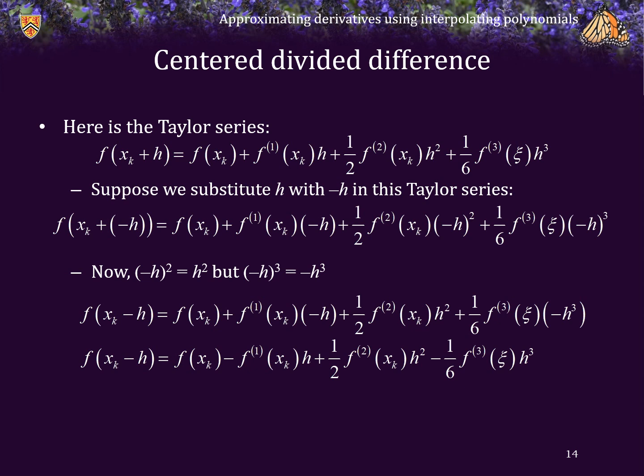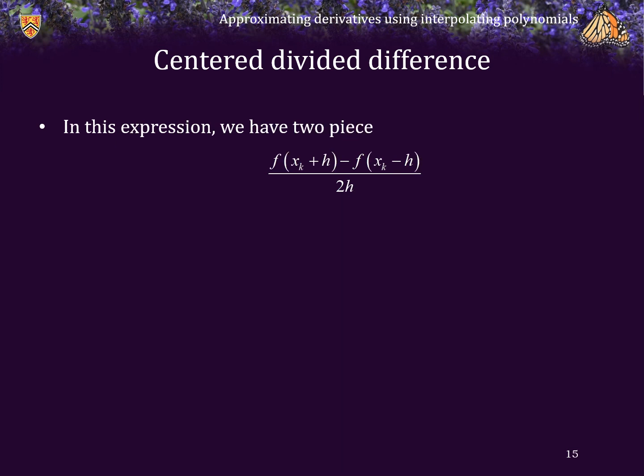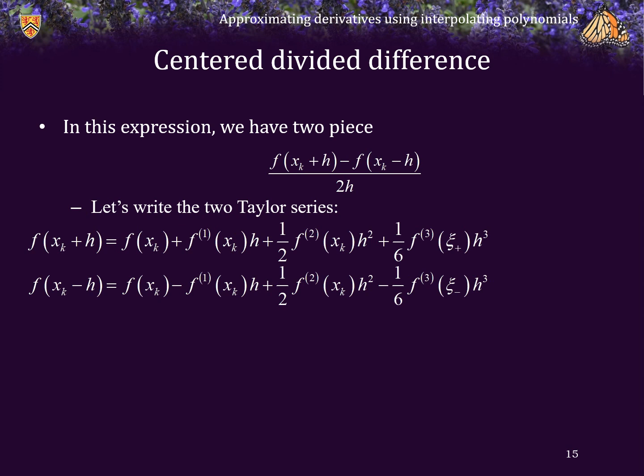Now, for this one here, the value of xi must lie between x sub k minus h and x sub k. All right, so now we have a Taylor series for f at x sub k plus h and a different Taylor series for f at x sub k minus h. So this is our approximation of the derivative. Let's write down those two Taylor series.